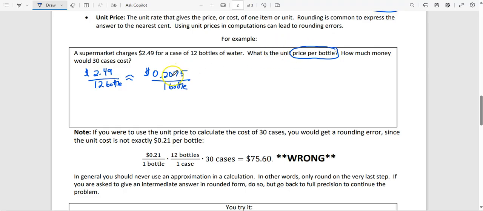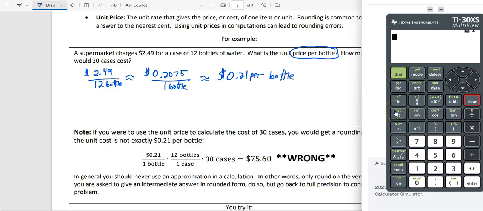Now, because this is money, we're talking about 20.75 pennies. That's a little strange. So most likely we would say that this is 0.21 per bottle. So this is now a rounded answer.